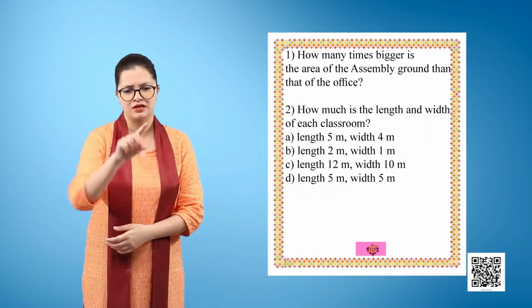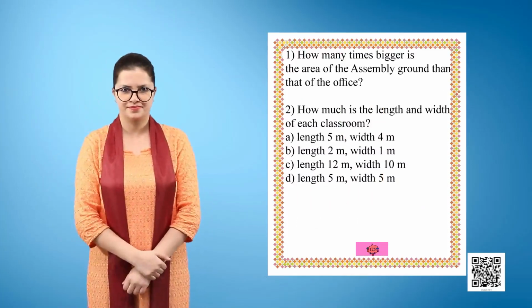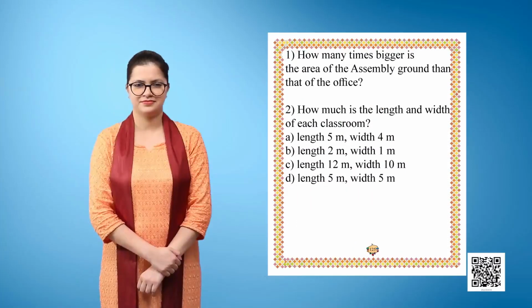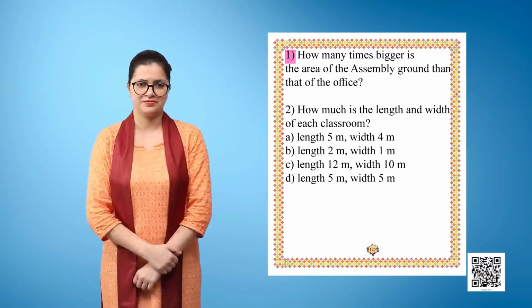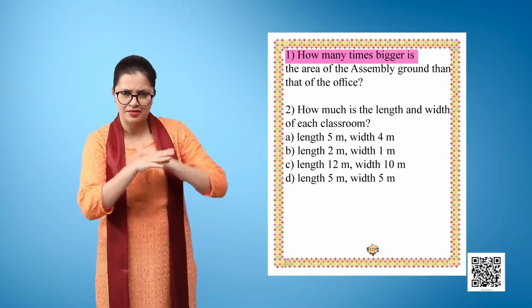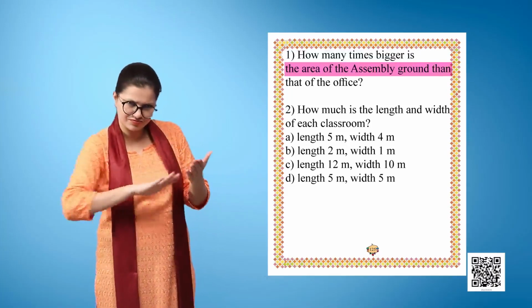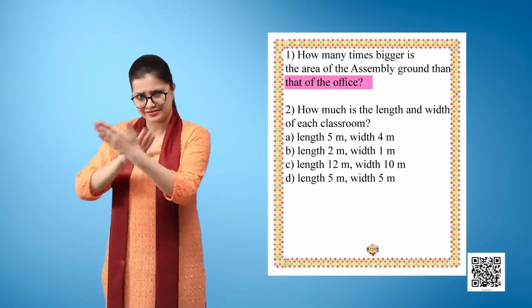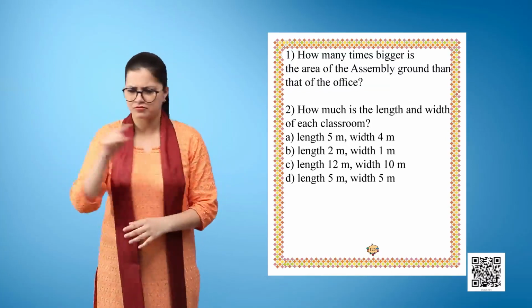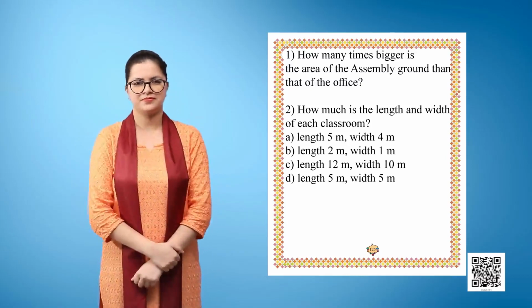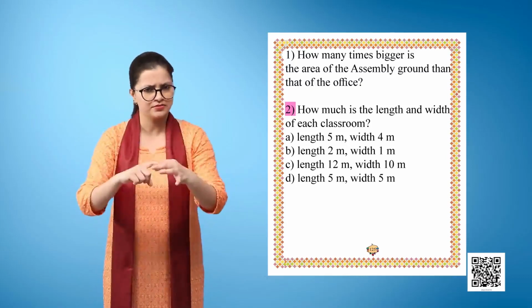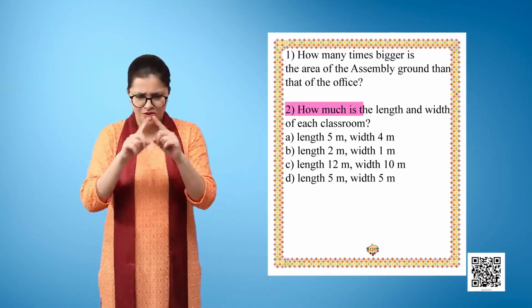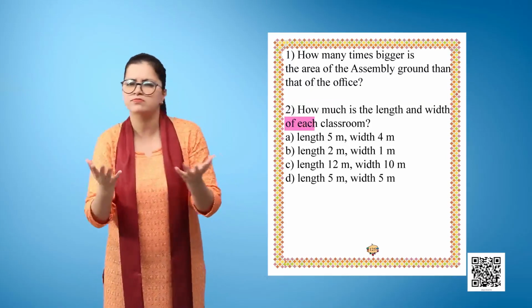Page 125. 1. How many times bigger is the area of the assembly ground than that of the office? 2. How much is the length and width of each classroom?